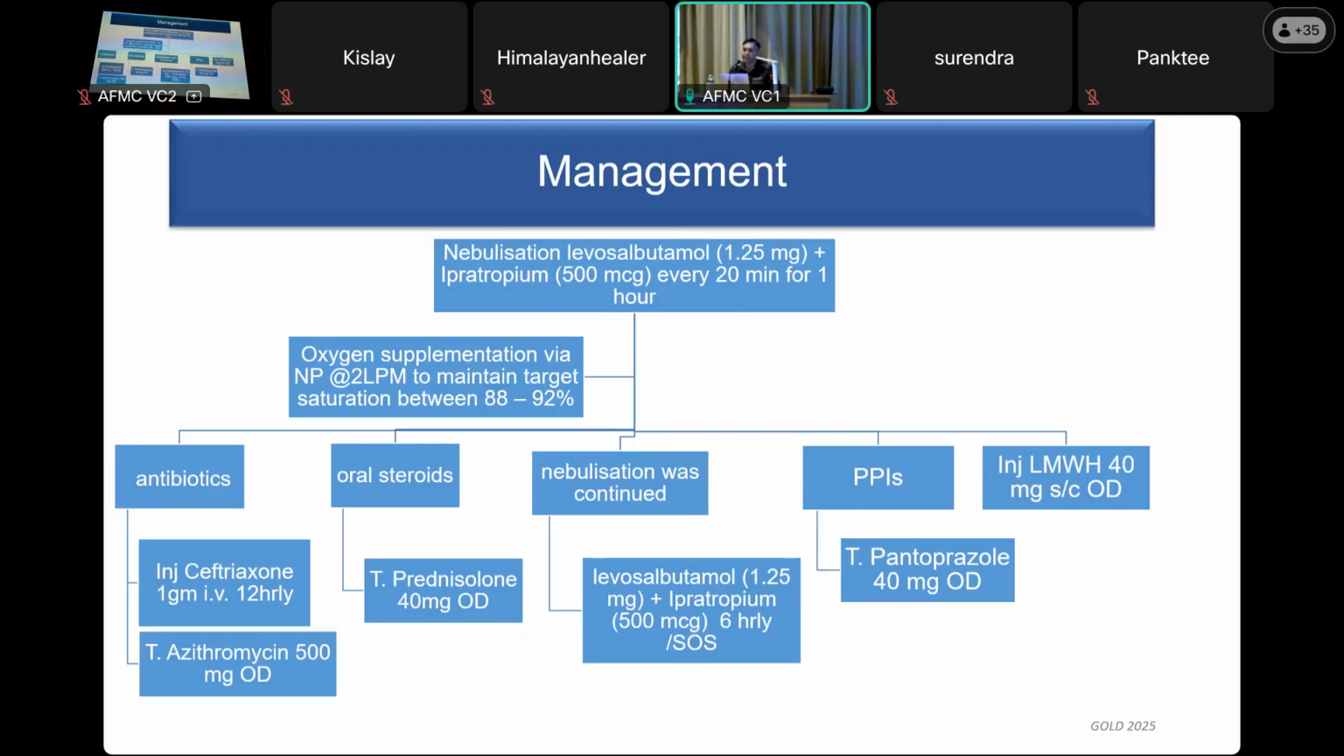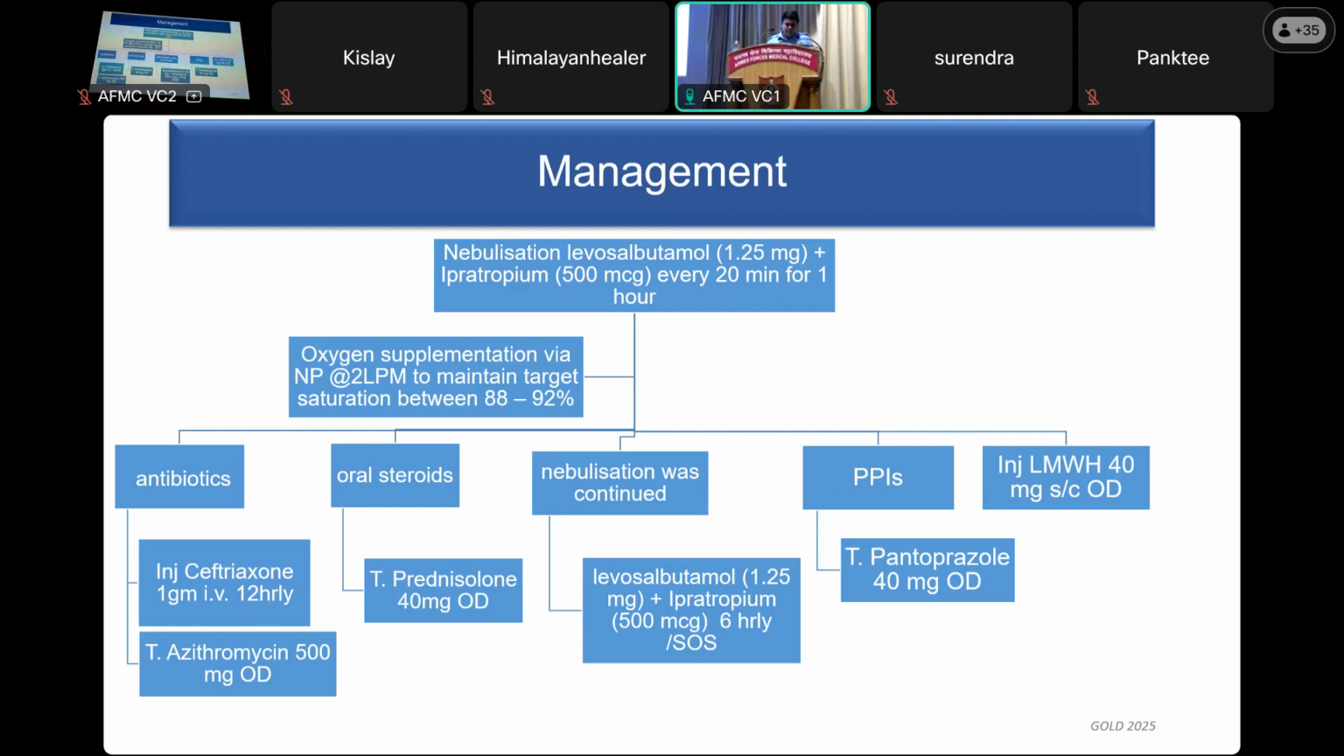My patient was managed by nebulization with levosalbutamol and ipratropium every 20 minutes for 4 hours, and oxygen supplementation was given via nasal prongs at the rate of 2 liters per minute to maintain a target saturation between 88 to 92%. He was administered antibiotics, injection Ceftriaxone 1 gram IV 12 hourly, and tablet azithromycin 500 mg OD. In addition to that, he was given oral steroids, that was tablet prednisolone at 40 mg OD.